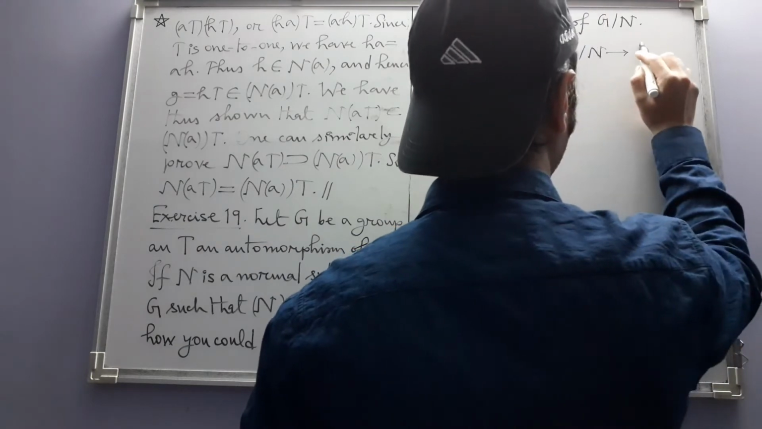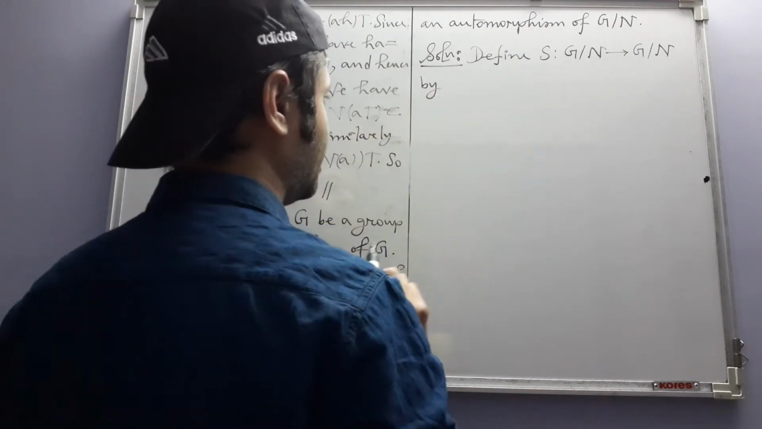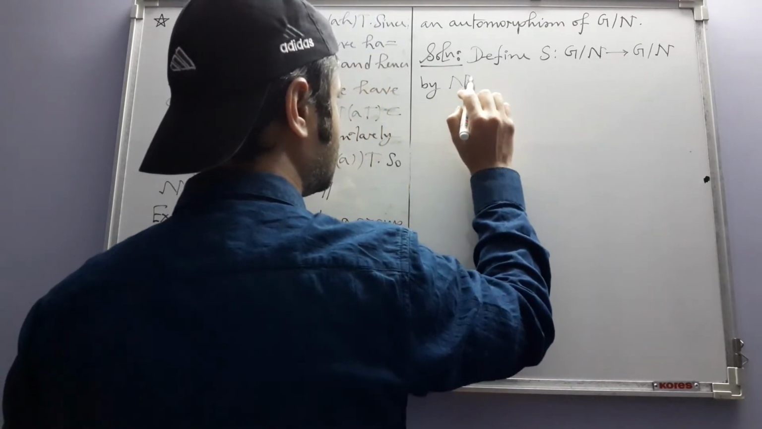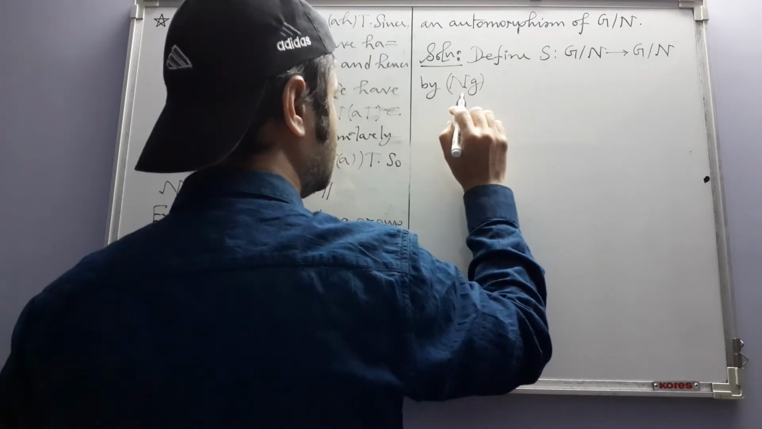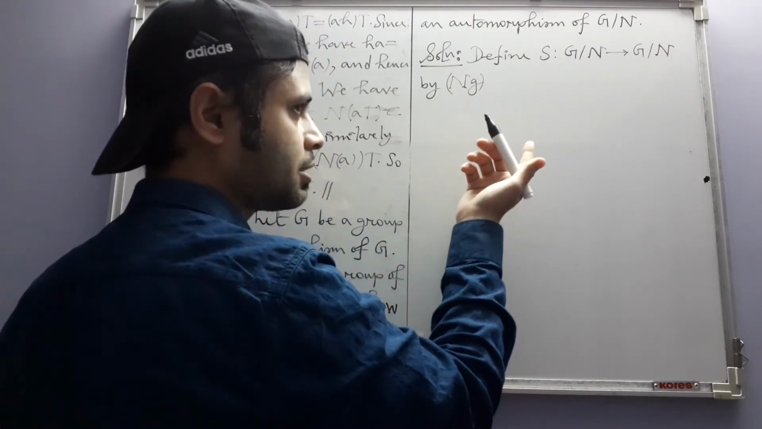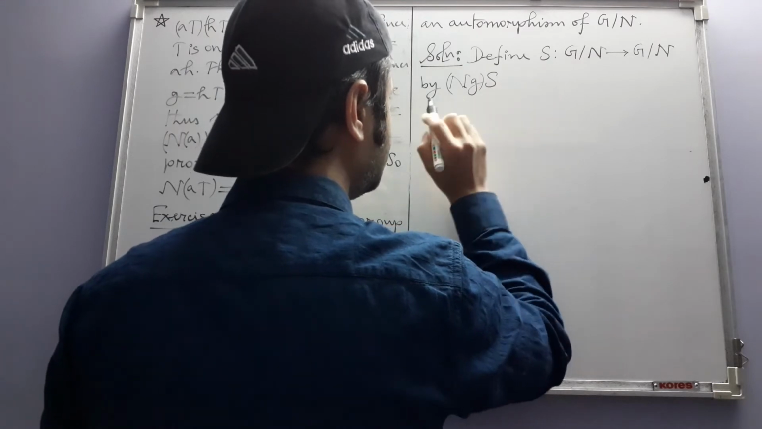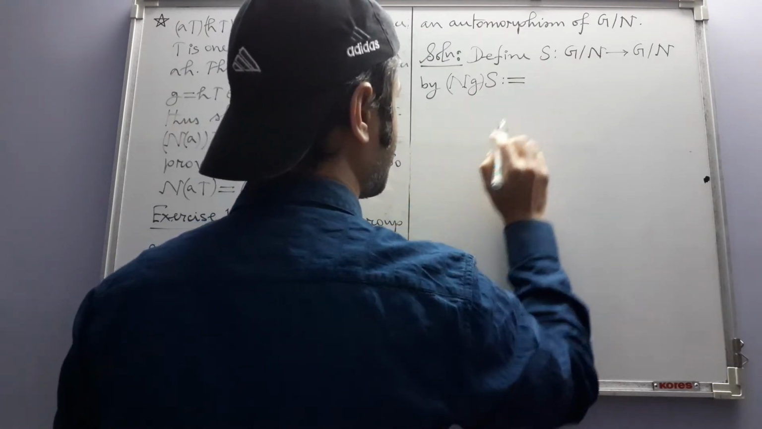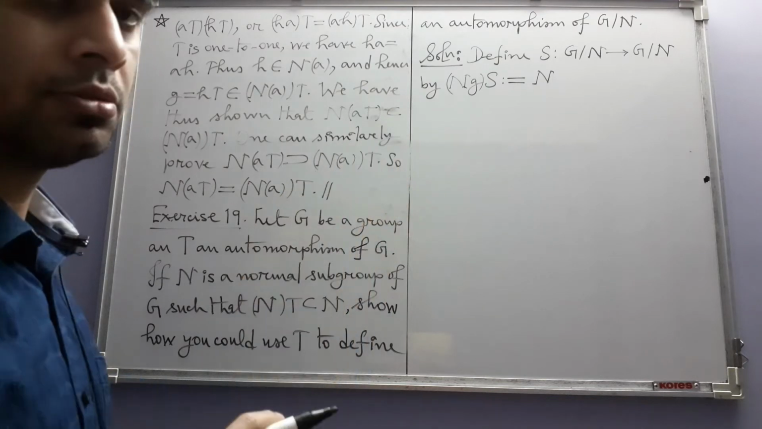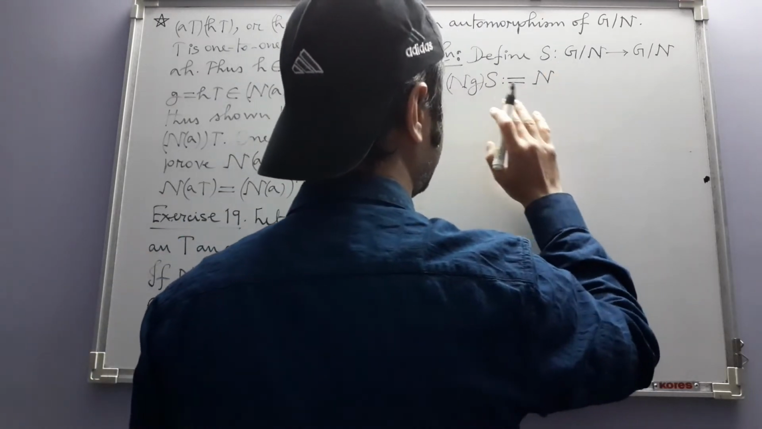So define S from G by N to G by N by this. So now our inputs are cosets of N in G. So they will look like this. If you want, you can take a left coset here also. It will not make a difference because N is normal, so every left coset is equal to the corresponding right coset. Now the S image of this is defined to be, the image again should belong to G by N, that is, it should be again a right coset of N.